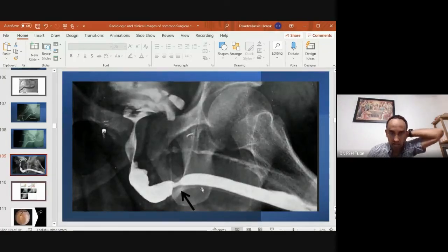This is another urethrography. You can see stricture. Definitely there is a stricture. It looks like the bulbar part of the urethra is affected.